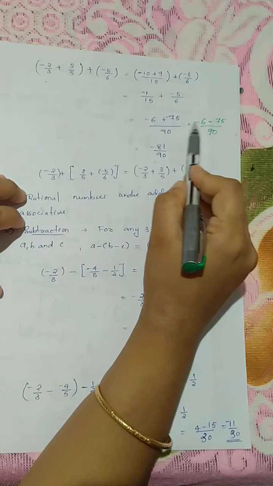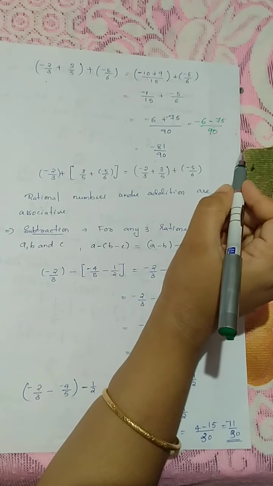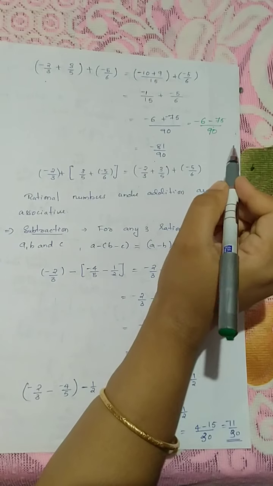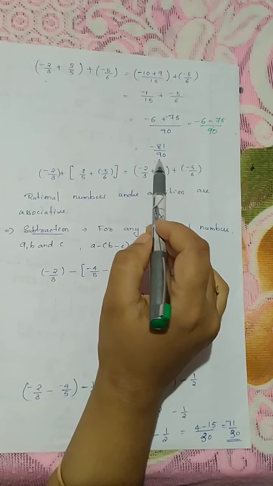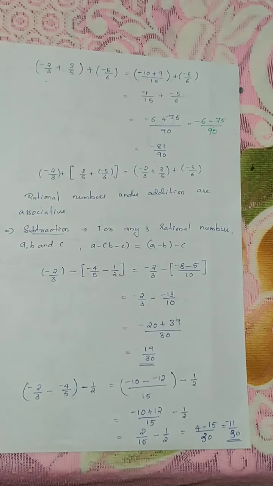Here we are adding these two terms. So LHS and RHS are equal. So we can say that rational numbers under addition are associative.